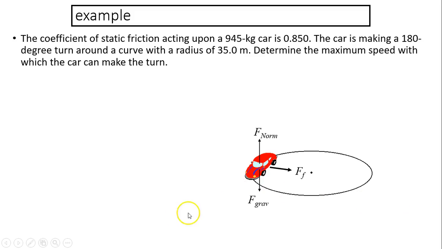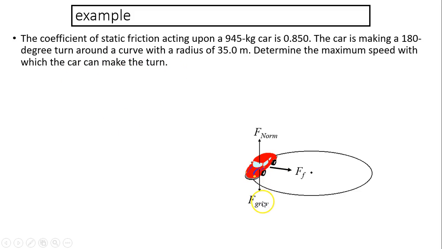Another example. The coefficient of static friction acting upon the car is 0.85. So in this case, we're given the coefficient of friction. The car is making a 180-degree turn around a curve of radius 35 meters. It doesn't really matter what kind of degree it's turning. It's going around a circle with a radius of 35 meters. Now determine the maximum speed at which the car can make the turn.